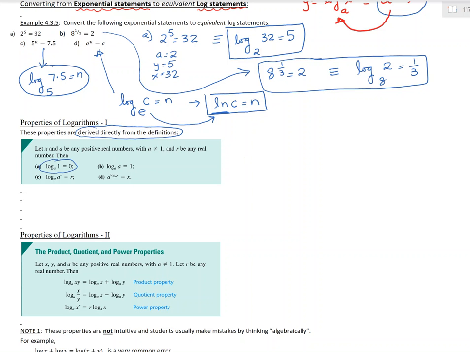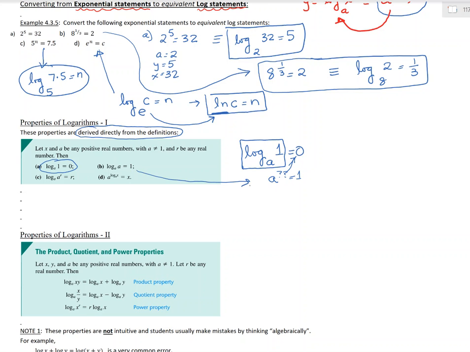This one says log of 1 to any base a is 0. That is obvious, because remember what log of anything means. It means a raised to what power will give me 1. What should be the exponent of a so that I get 1? Obviously it must be 0, because a raised to the power 0 is 1. Therefore log of 1 base a is 0.